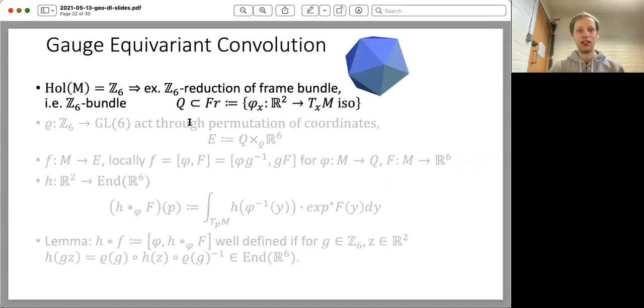Okay, so let's think about the gauge equivariant convolution a bit.